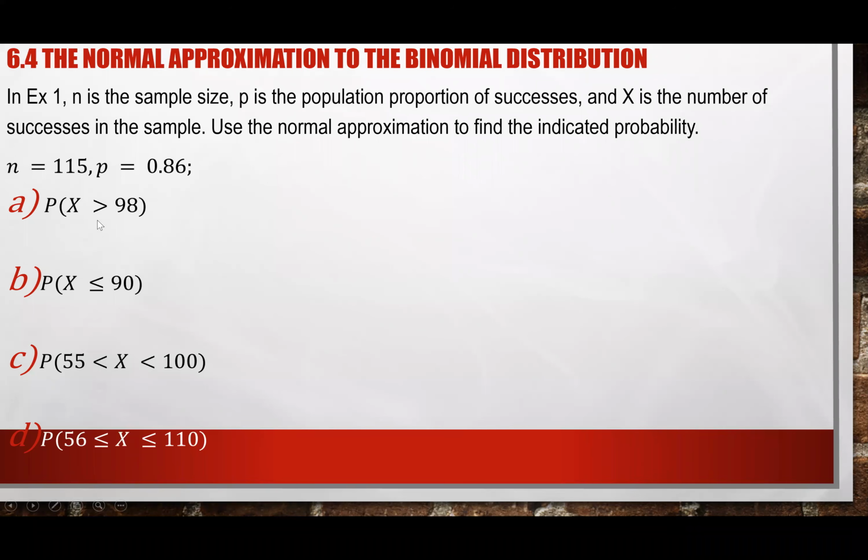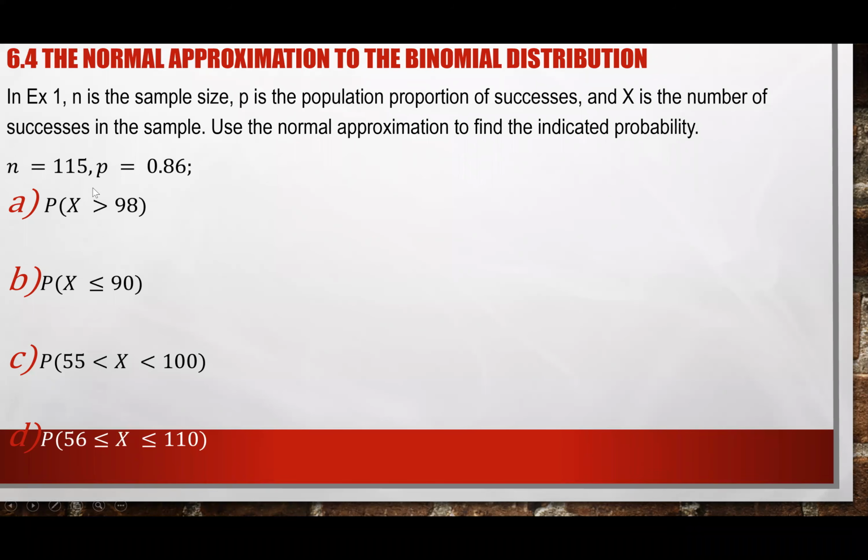The question is, what is the probability that you take the test and have greater than 98 questions correct? So out of 115 questions, you will have more than 98 correct. Again, just to put in perspective the question they ask you: there are 115 questions, the probability of each question correct is 0.86. Now, what is the probability that you take the test and have more than 98 questions correct?